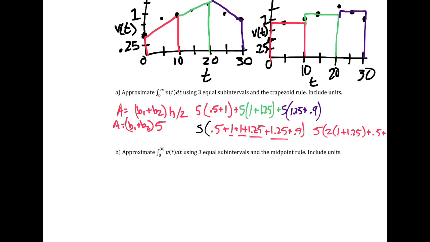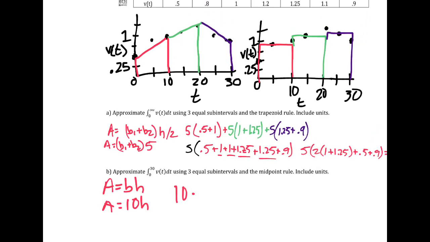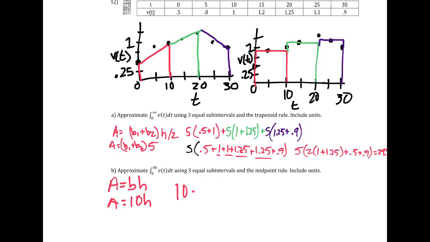So let's find the area of those rectangles. Area of a rectangle is base times height. All of the bases there are 10, so the area is just going to be 10 times whatever the height is for each one. And we're going to add all those areas together. So we're going to get 10 times that first height, which is the y value at 5, which is 0.8, plus 10 times the y value at 15, which is 1.2, plus 10 times the y value at 25, which is 1.1.